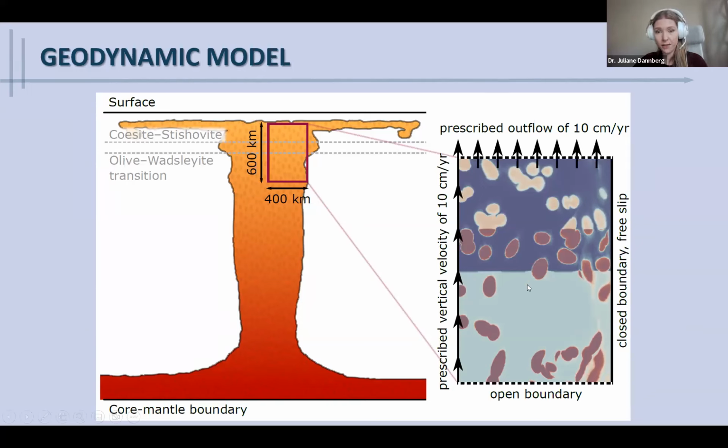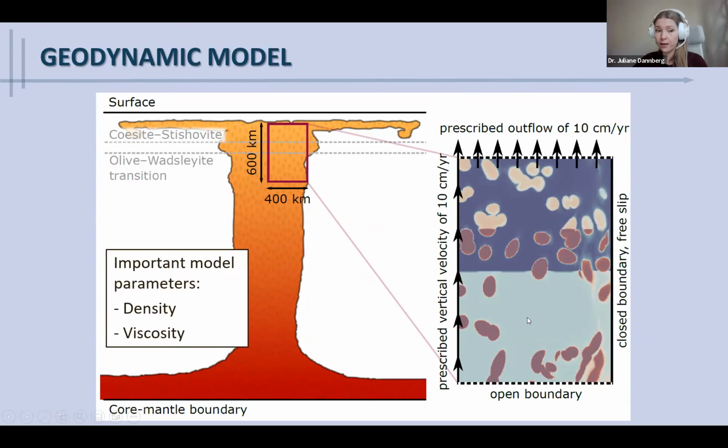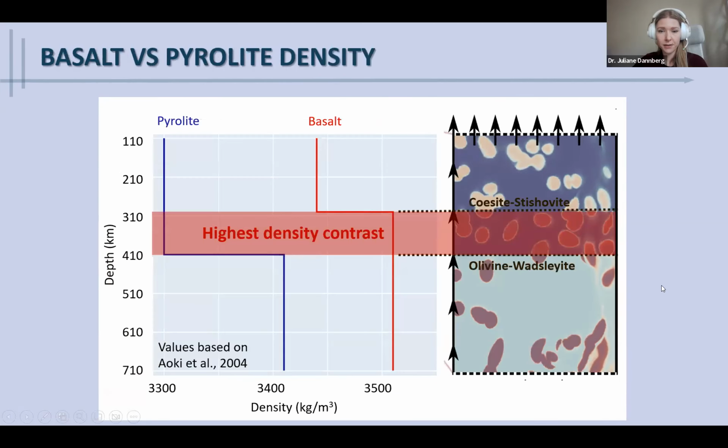The two properties of the model that are most important for how the heterogeneities move are, on the one hand, the density, and on the other hand, the viscosity. So let's look at those two properties. First, let's have a look at the density. This diagram shows the simplified density profile for pyrrolite, so for the average mantle, what would be in the plume, and for basalt in the upper mantle and the transition zone.